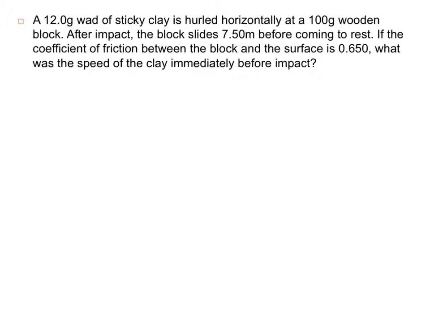So again, it's kind of difficult to imagine these situations just by reading it, so it's a good idea to draw a picture. Again, we have a wad of sticky clay being hurled horizontally towards a block. Once they come in contact, they go across a friction floor that has a coefficient of 0.65. What we want to know is the velocity that this clay has right before it collides. You can already see that this is going to be a perfectly inelastic collision, meaning that they will stick together.